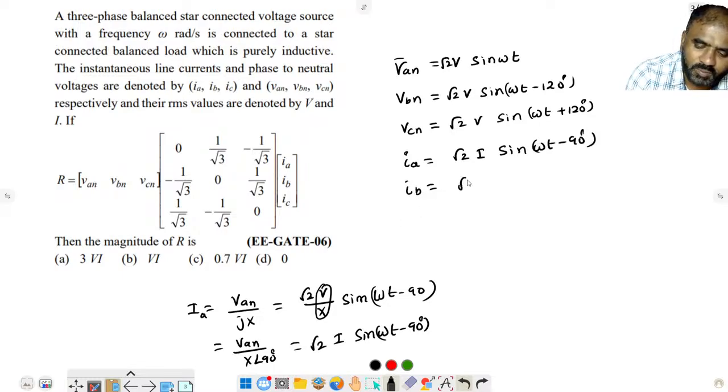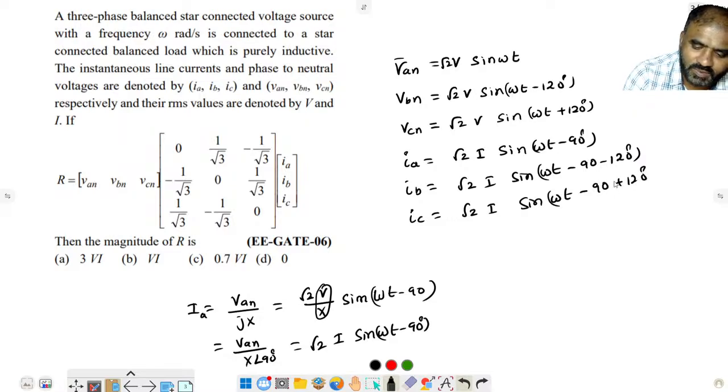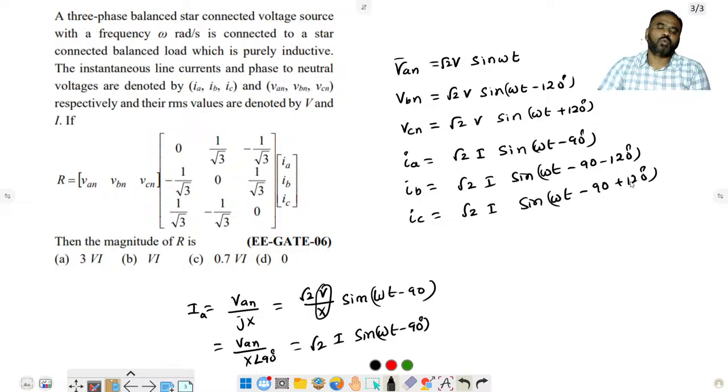IB is the same, root 2 I sin omega t minus 90 minus 120 degrees. With the phase shift, IC is root 2 I sin omega t minus 90 plus 120 degrees. So these are the currents and voltages. Now you substitute in the matrix and then solve, you will get the answer. Clear? I hope you understand this.